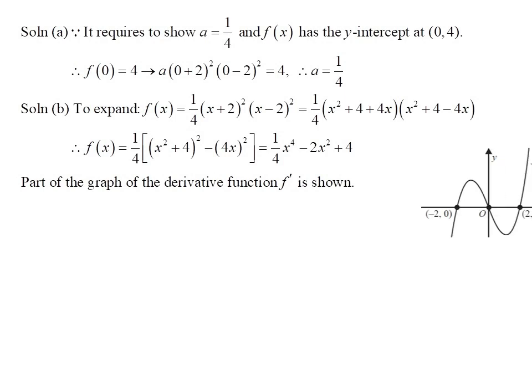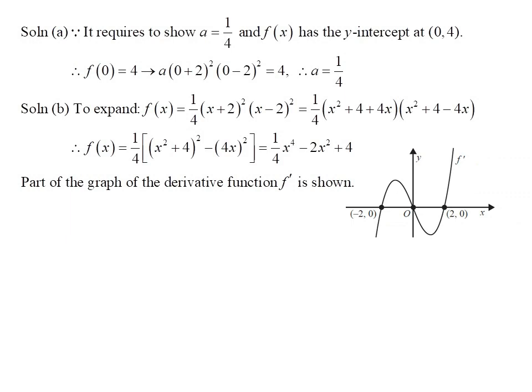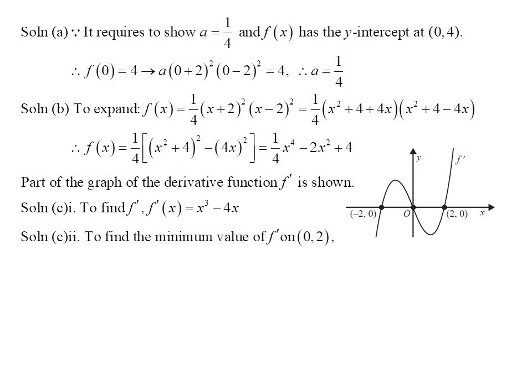of the derivative function as shown on the right, part C has three subparts. Subpart 1 is to find the rule of this derivative function, which can be achieved by differentiating the result from part B. So f prime of x equals x cubed minus 4x.